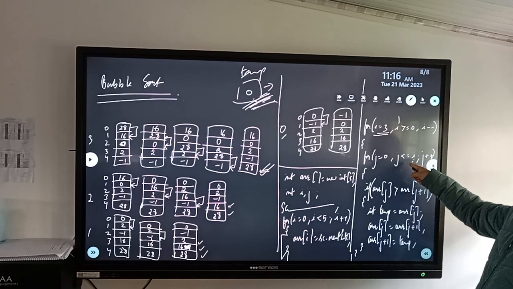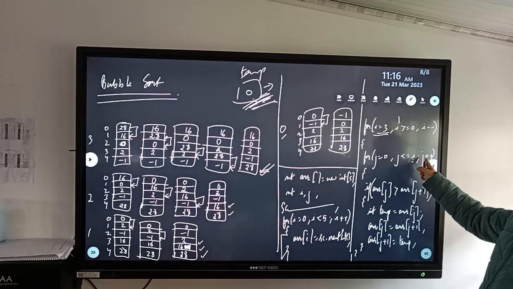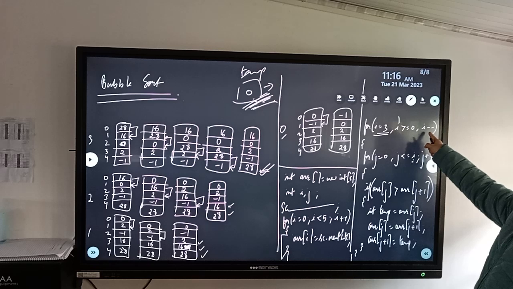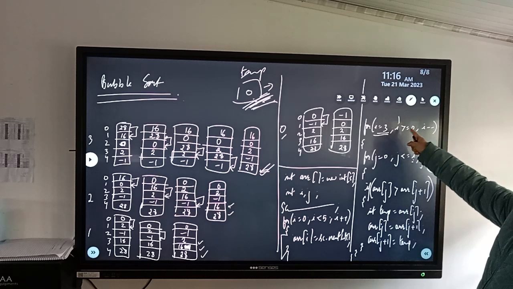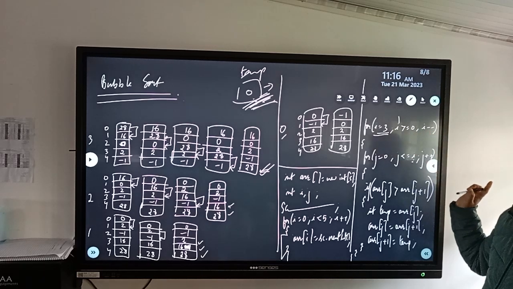It will be how much? Minus 1. Minus 1 less than or equal to 0? No. Loop will terminate. i also will be minus 1. Minus 1 greater than or equal to 0? No. Loop will terminate. Okay.